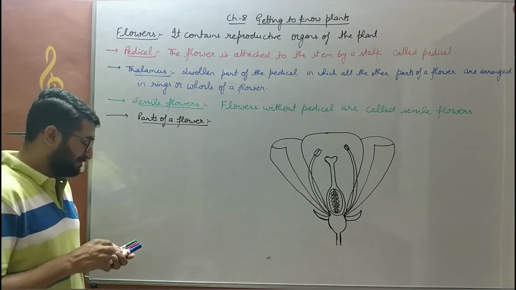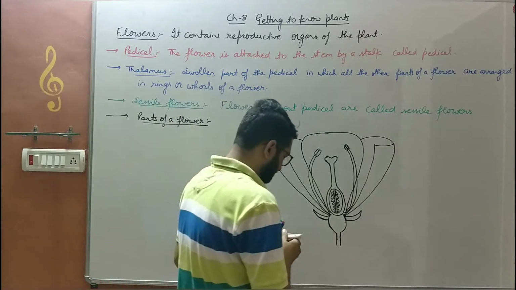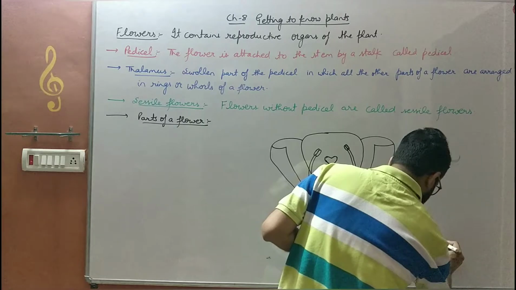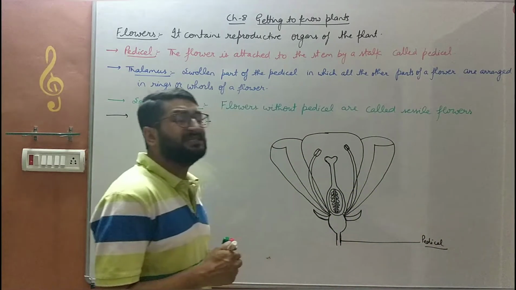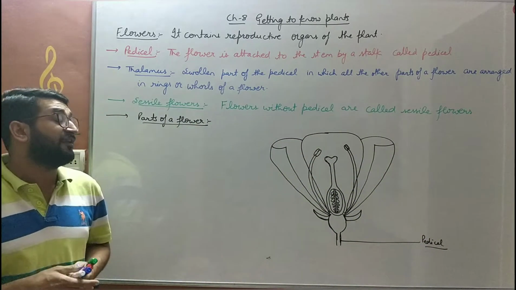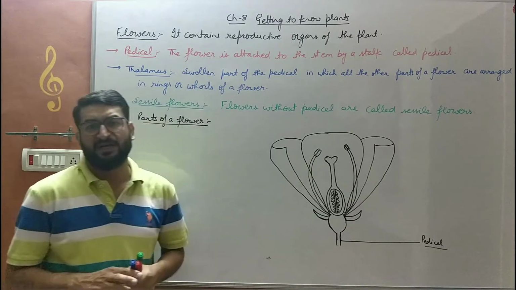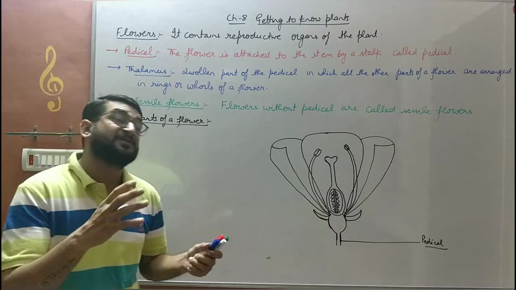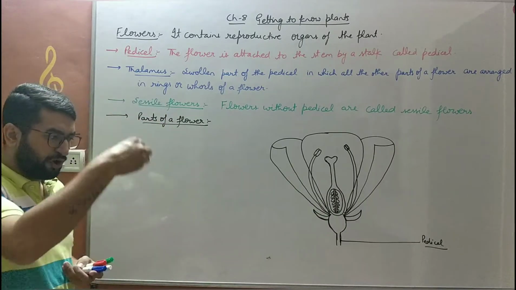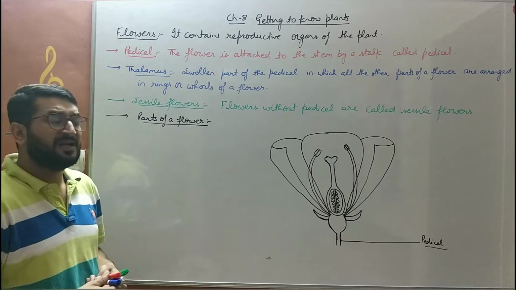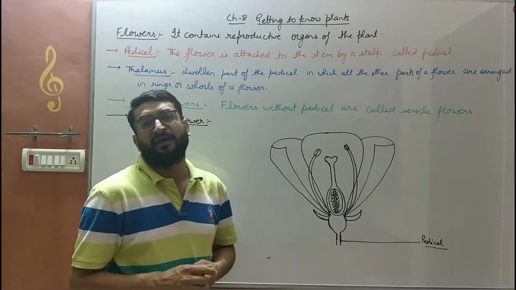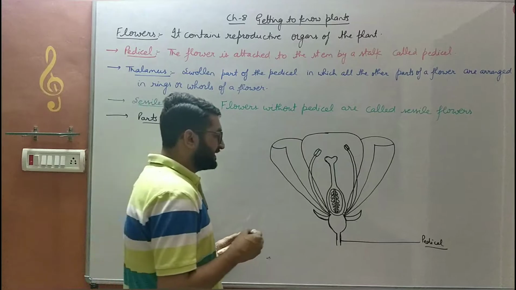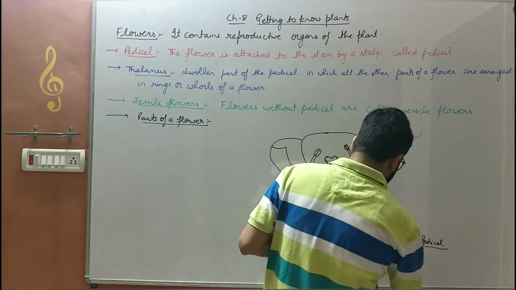For example, the first is pedicel. Pedicel is a stalk-like structure by which a flower is attached to the stem. A flower remains adhered to a stem. That stalk, the stick-like structure, children, by which a flower is attached to a stem, is known as pedicel. Next, second is thalamus.